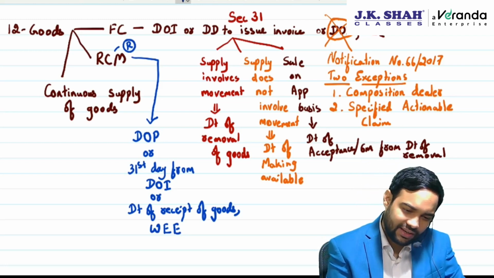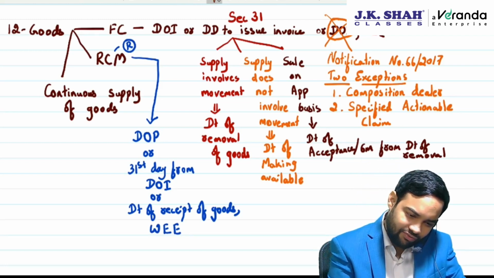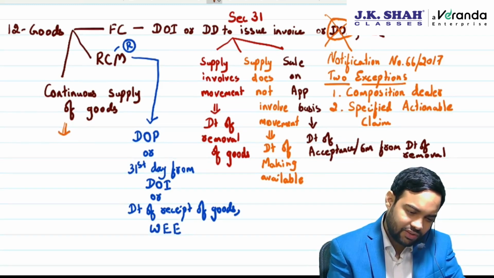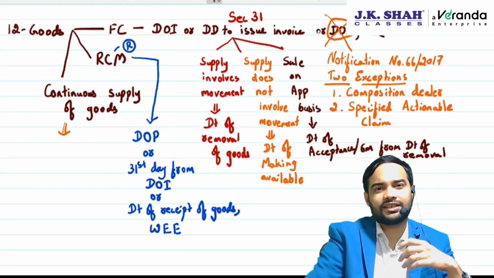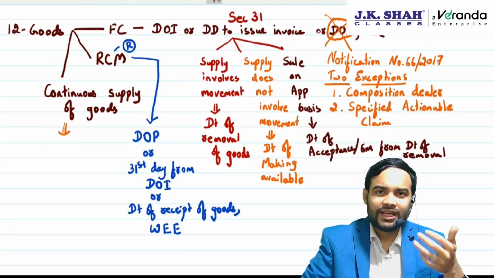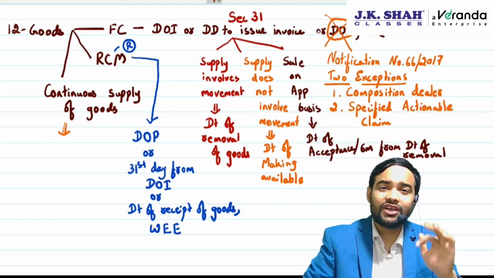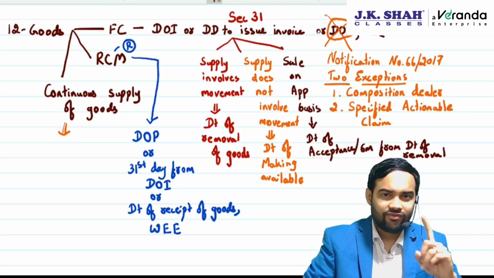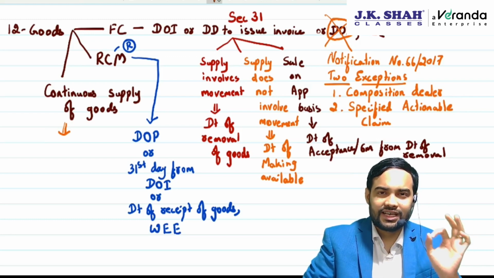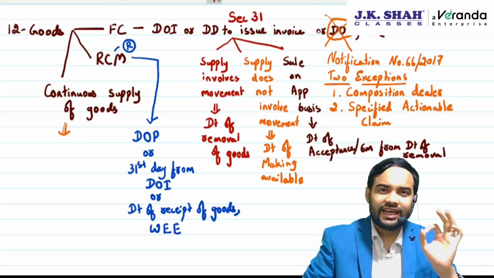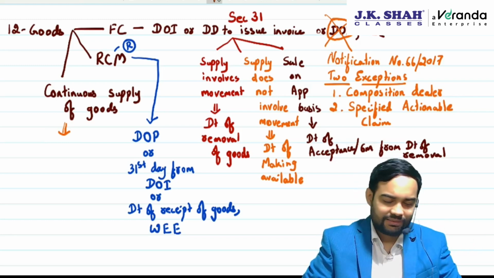So, coming to continuous supply of goods. First of all, when do you call something as continuous supply of goods? The supply is happening on a continuous or recurrent basis, plus periodic invoice is issued. Careful, in this case, the speciality is that periodic invoice is getting issued. That's when you call it continuous supply of goods.